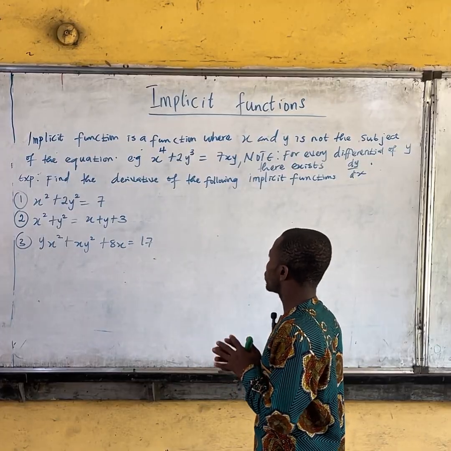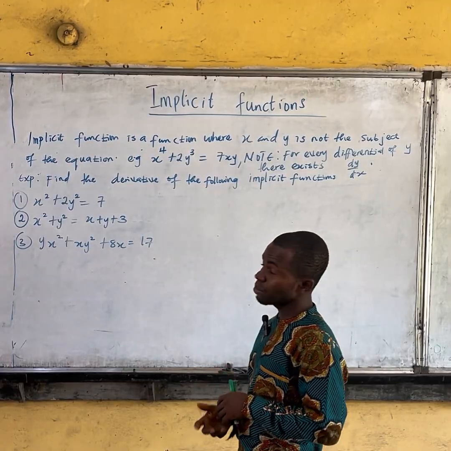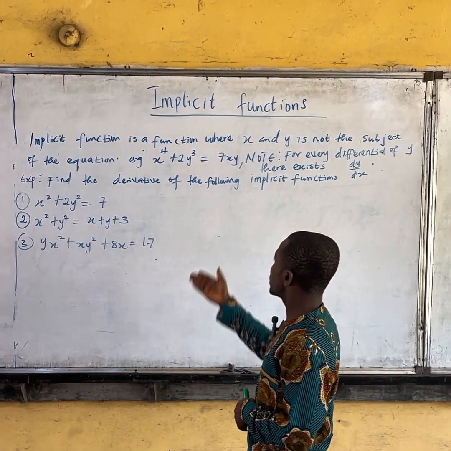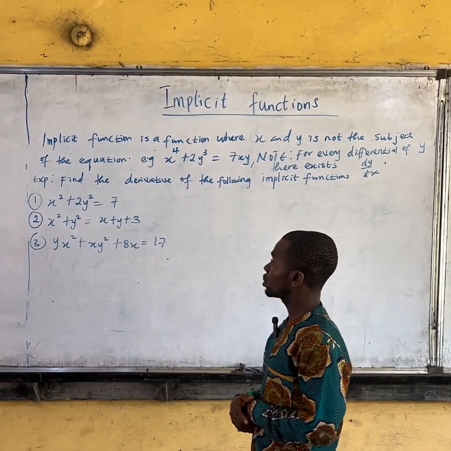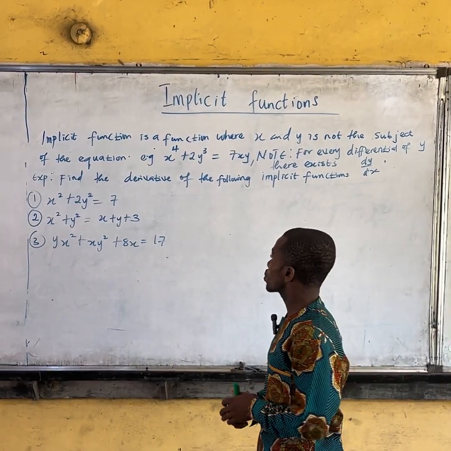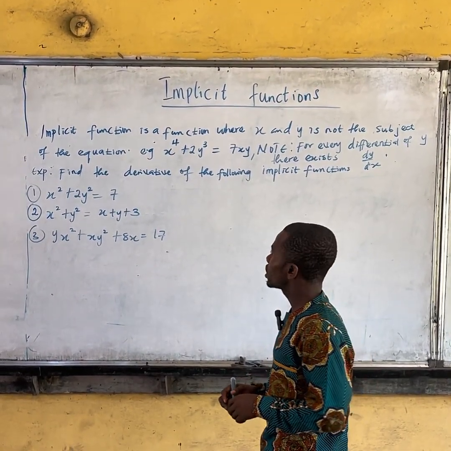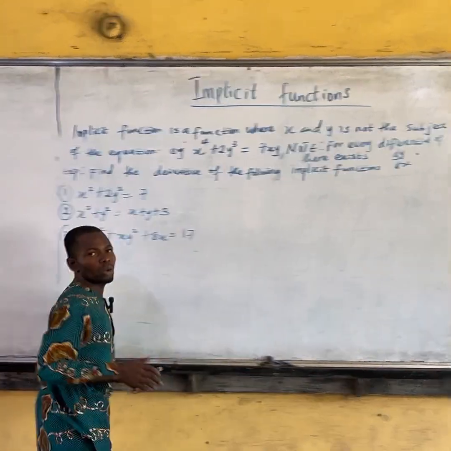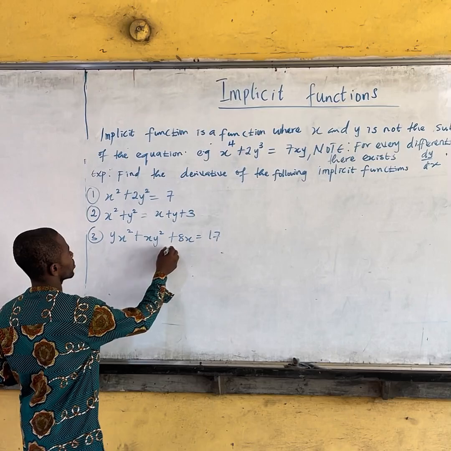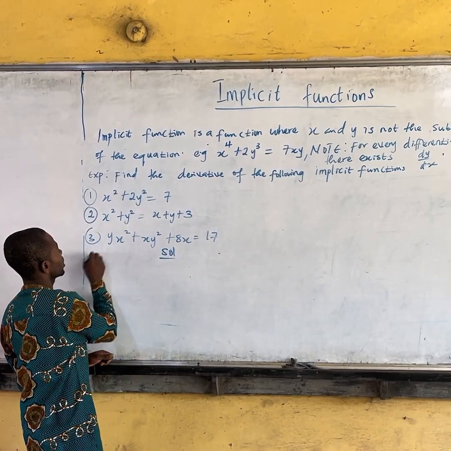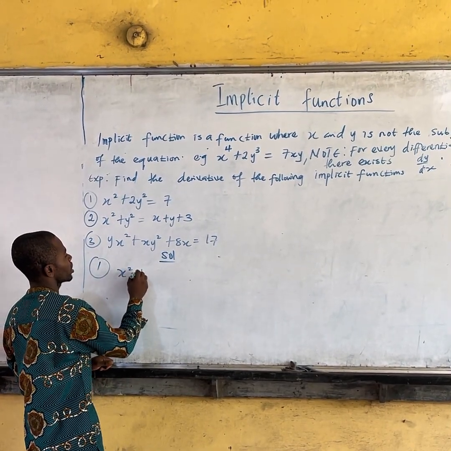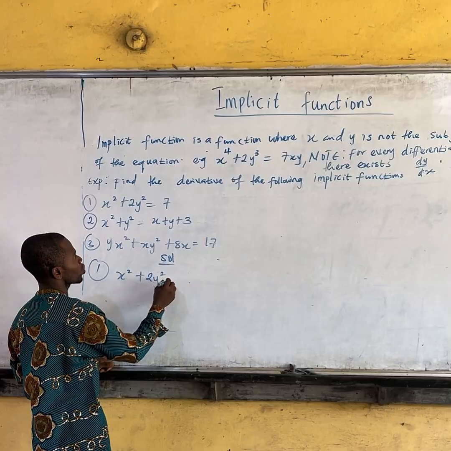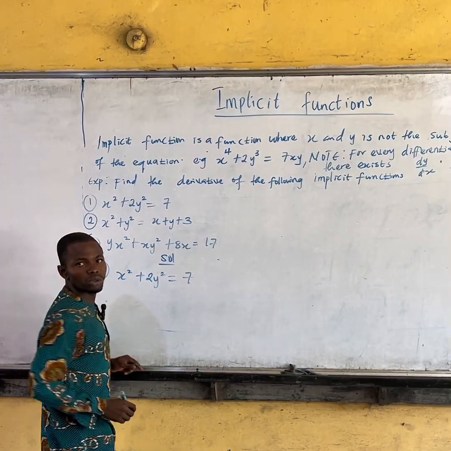So now we can move on. These are the examples under implicit function. Find the derivative of the following implicit functions. Question 1 says x squared plus 2y squared equal to 7. Find the derivative dy/dx. Solution. So let's solve. For question 1, we are given x squared plus 2y squared equal to 7.